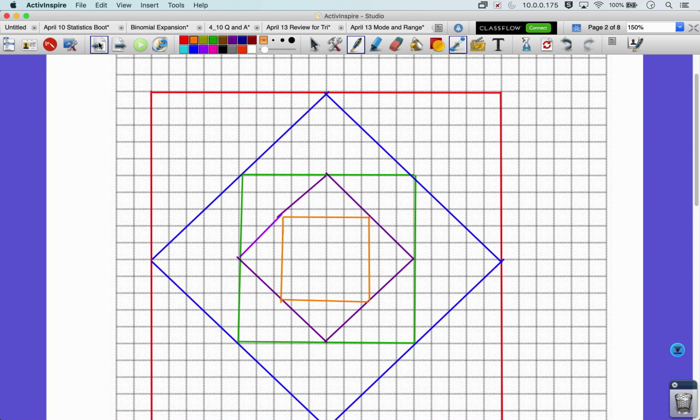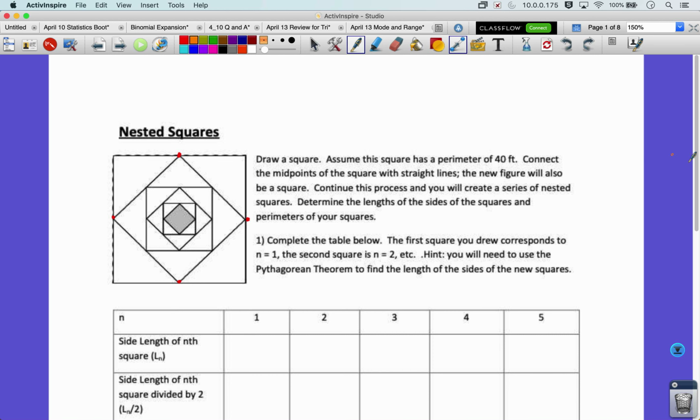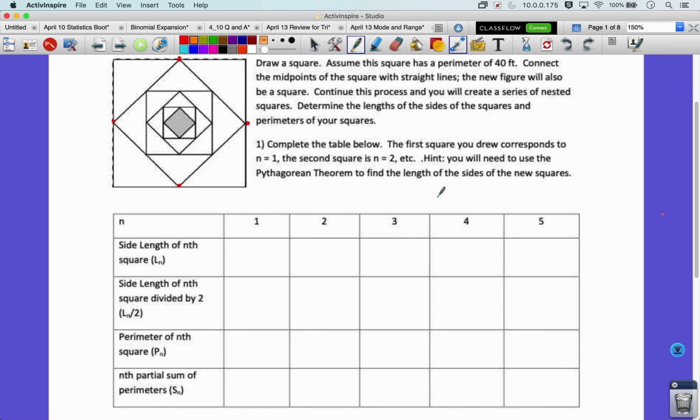So let's talk about how we can fill in this table. First off, square number 1 was that big red square. It was specifically designed so that it would have a perimeter of 40, just like the problem says. In order to have a perimeter of 40, it needed to have side lengths of 10. Divide those by 2, we get 5 there. And then partial sum means just keep adding up this row up to the current square. So we're only at 40 here. But by this one here, we're going to add in this next perimeter.